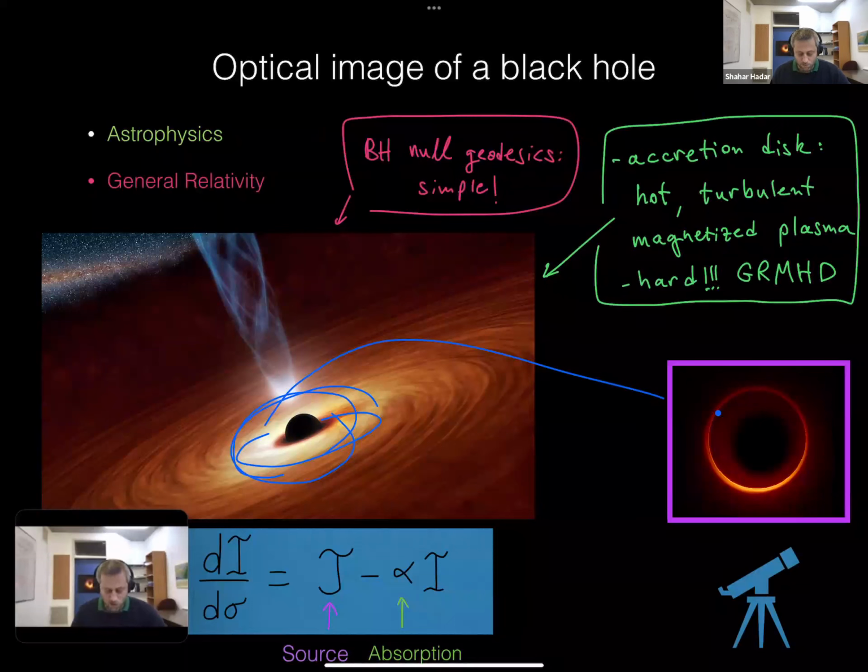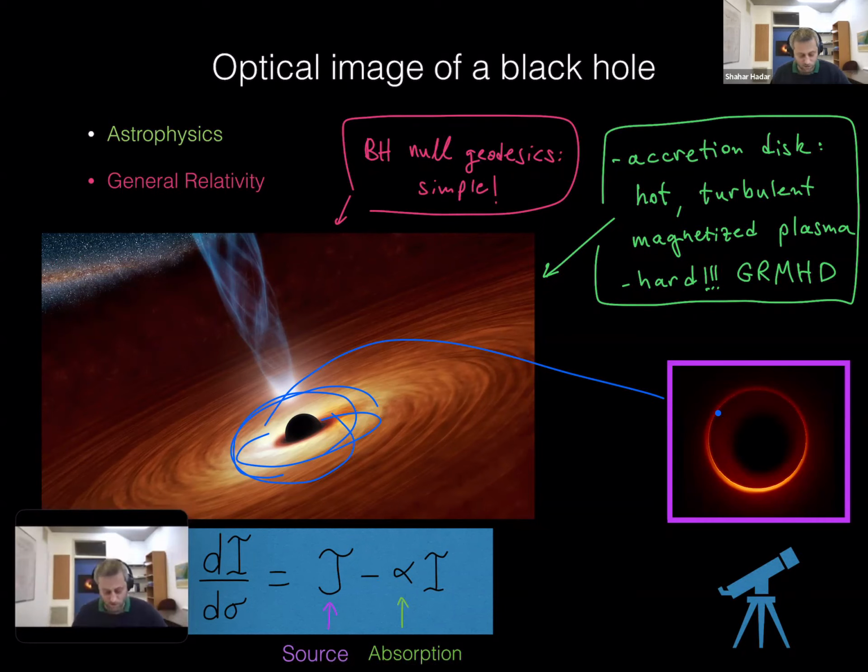So how do we compute an image of a black hole? This image, as I was alluding to, depends on both the astrophysics happening near the black hole and the general relativity, which acts as the lens, bending these light rays which emanate from the source until they get to the telescope. The general relativity part of the image is simple. It just depends on understanding null geodesics in the Kerr spacetime.